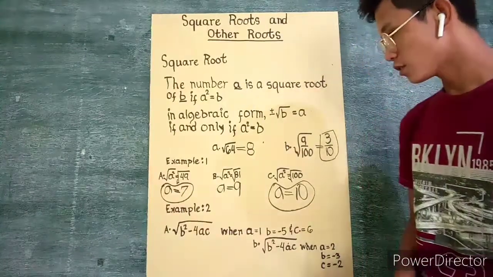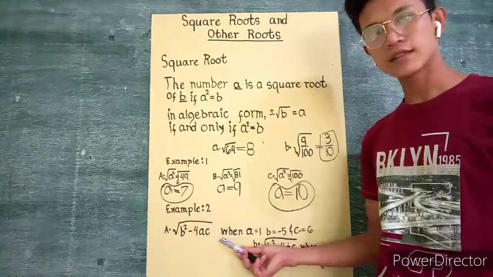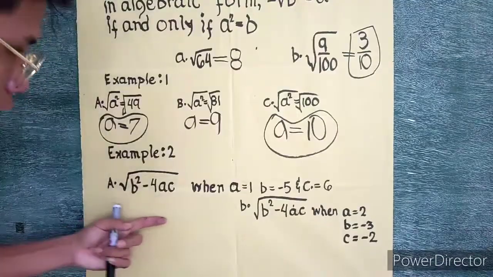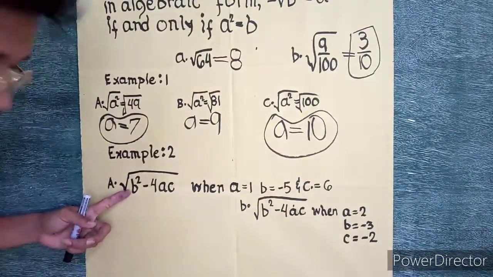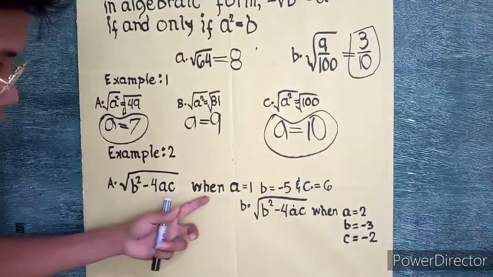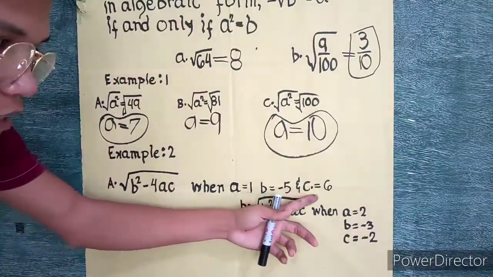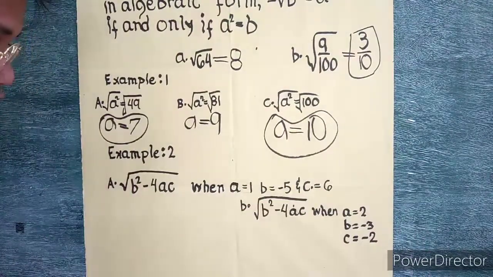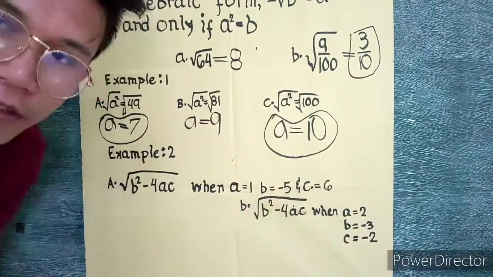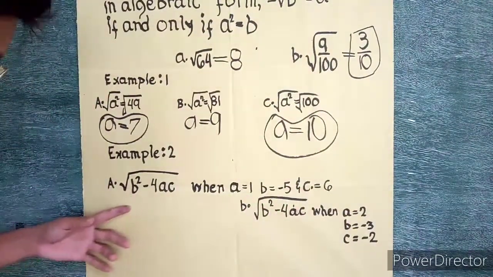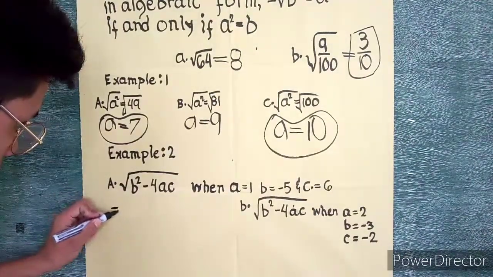Very good. So, next, what if we are going to solve like this, okay? The square root of b squared minus 4ac when a is equal to 1, b is equal to negative 5, and c is equal to 6, okay? So what you are going to do is to substitute the value of a, the value of b, the value of c in the radicand, okay? In the radicand. So it will become like this.